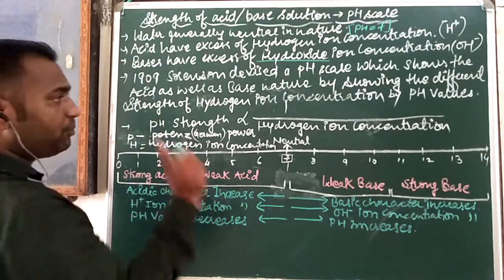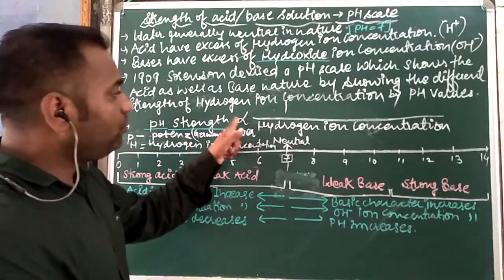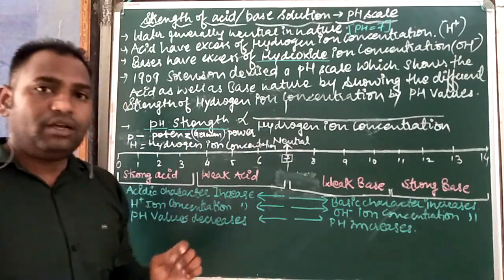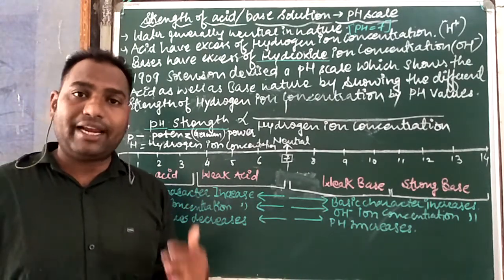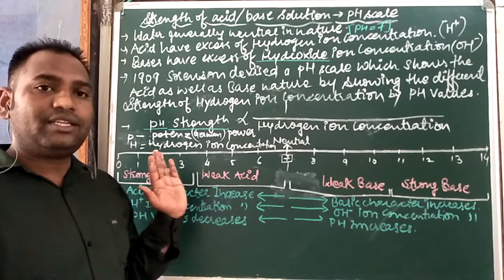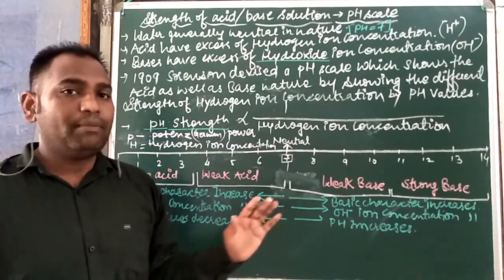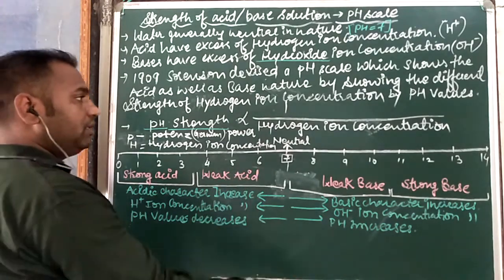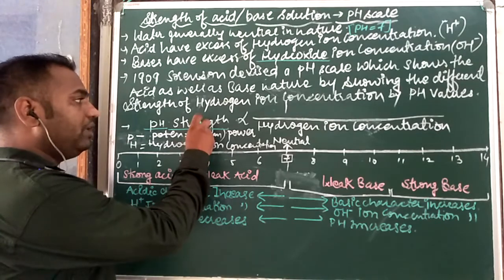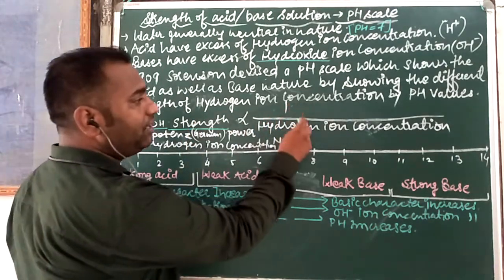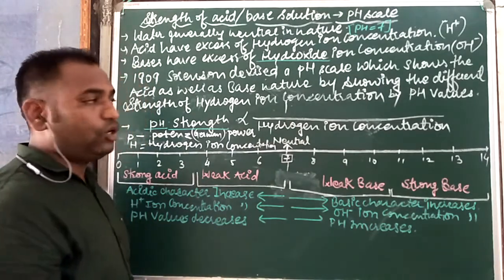So the next point is that pH strength is generally reverse. It is inversely proportional to hydrogen ion concentration. Let me remind you, when something is directly proportional, if one is increasing, then the other will also increase. But when we say something is inversely proportional, it means if one is going to increase, then the other one is going to decrease.